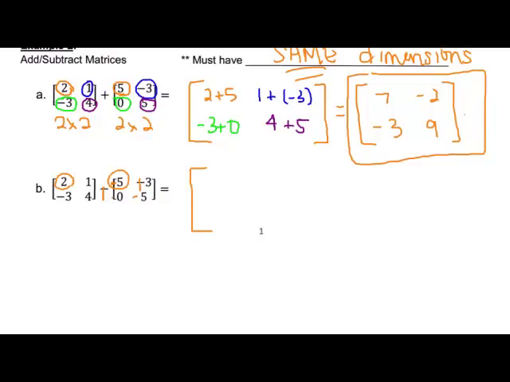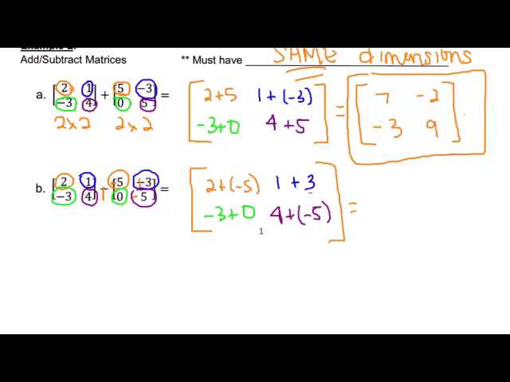So we have 2 and negative 5. We have 1 plus 3, negative 3 plus 0, and 4 plus a negative 5. Again, then we just add these. So we have 2 plus negative 5, which is negative 3. 1 plus 3 is 4. Negative 3 plus 0 is negative 3. And 4 plus negative 5 is negative 1. So our answer is, again, this matrix right here. So again, whenever we're adding and subtracting matrices, they have to have the same dimensions. If they don't have the same dimensions, we cannot add them.